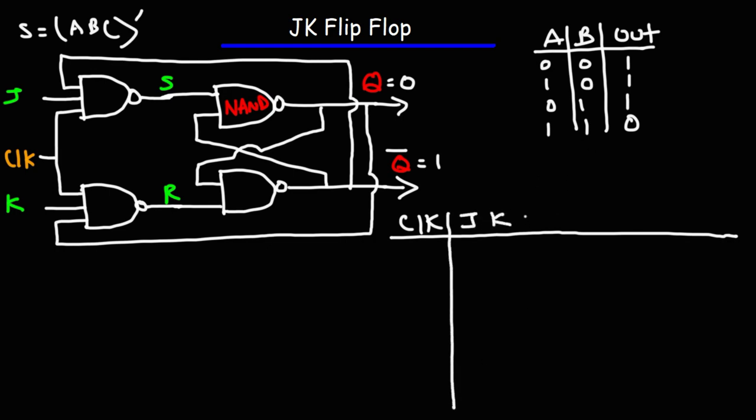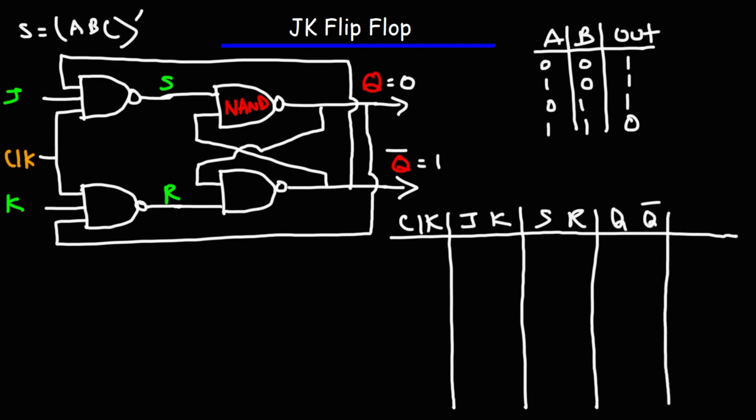We'll have our inputs J and K, and then the inputs for the latch circuit, S and R, and then the values of Q and Q bar, and then a description for the output.